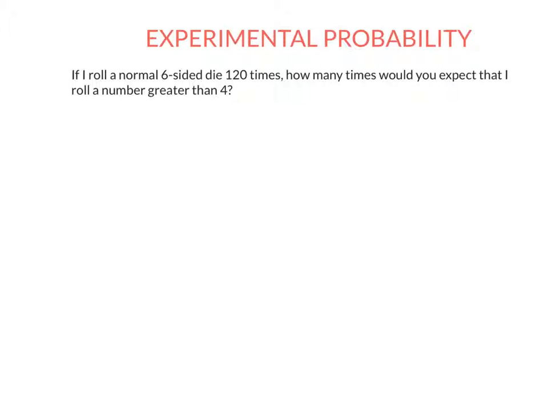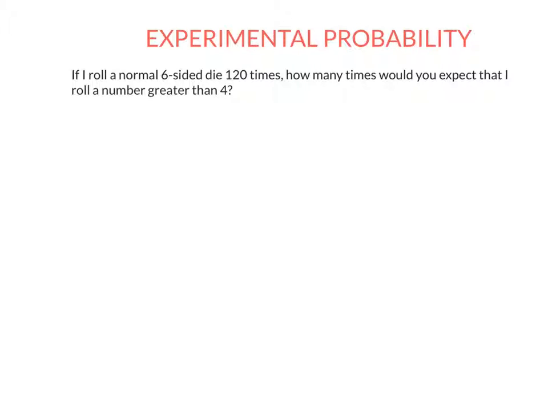We're going to look at experimental probability and we're going to illustrate the principles through this example on your screen. If I roll a normal six-sided die 120 times, we're going to calculate how many times we would expect that we'd roll a number greater than 4.